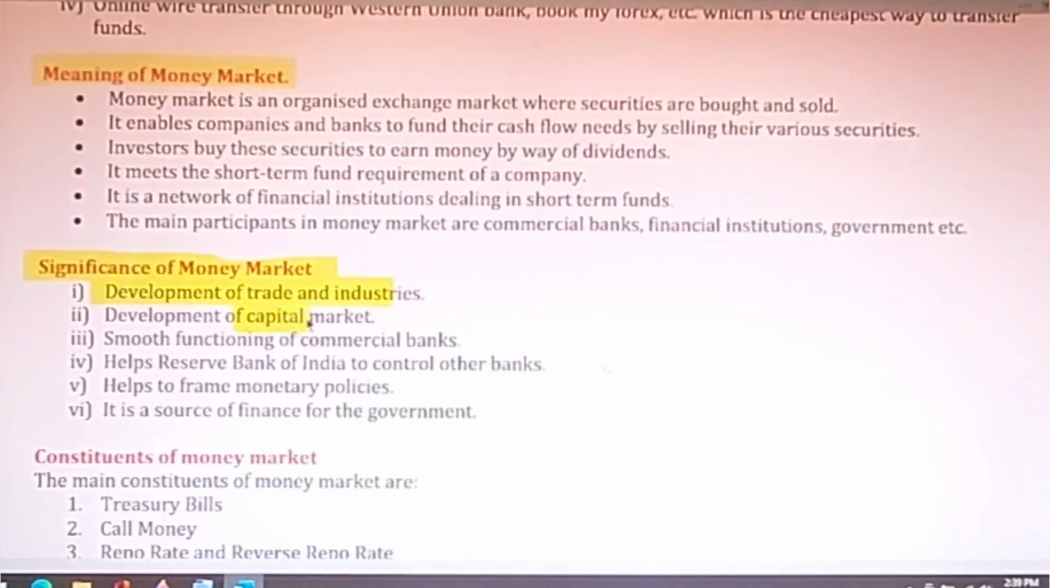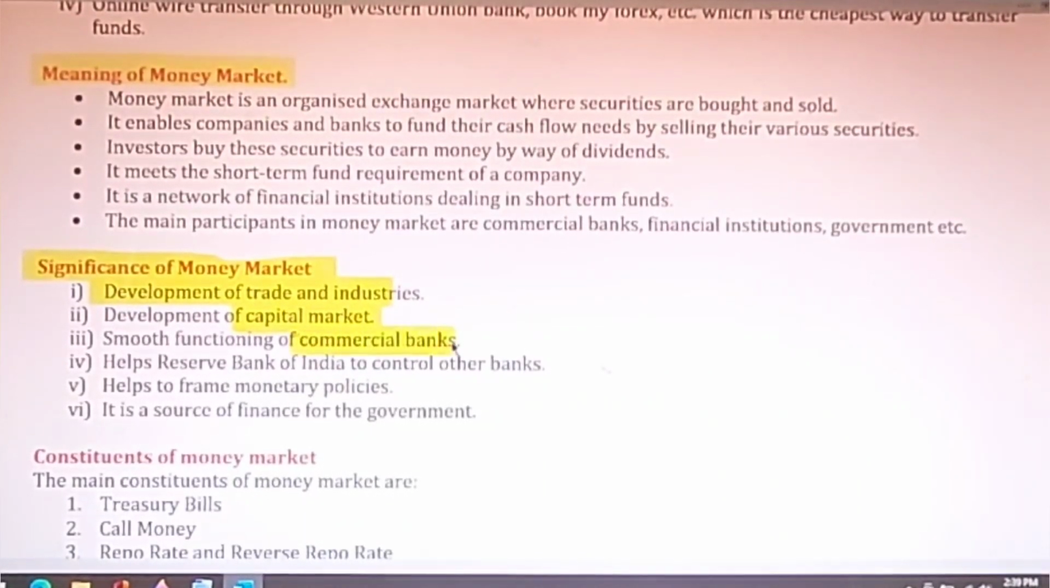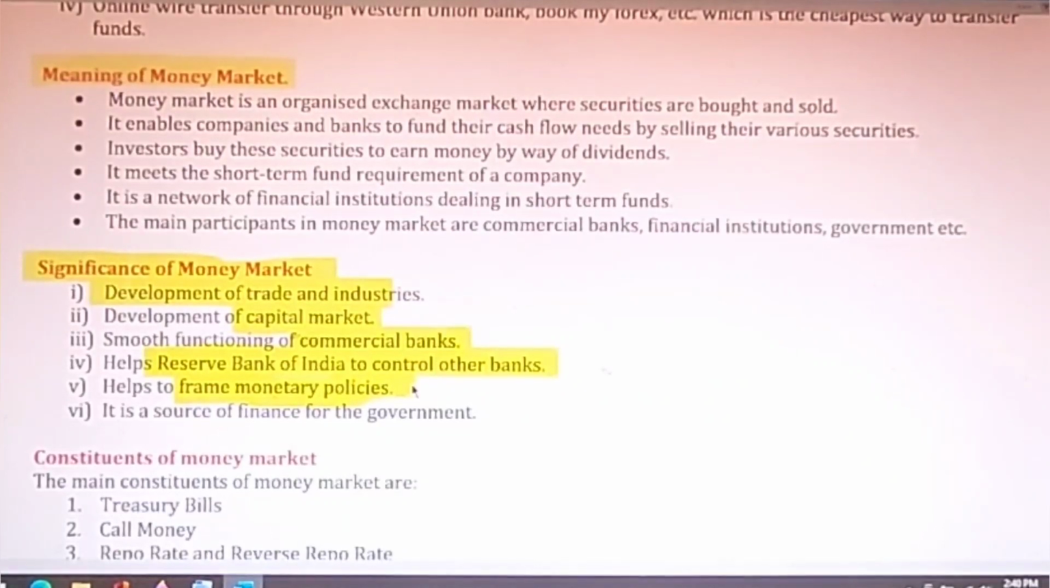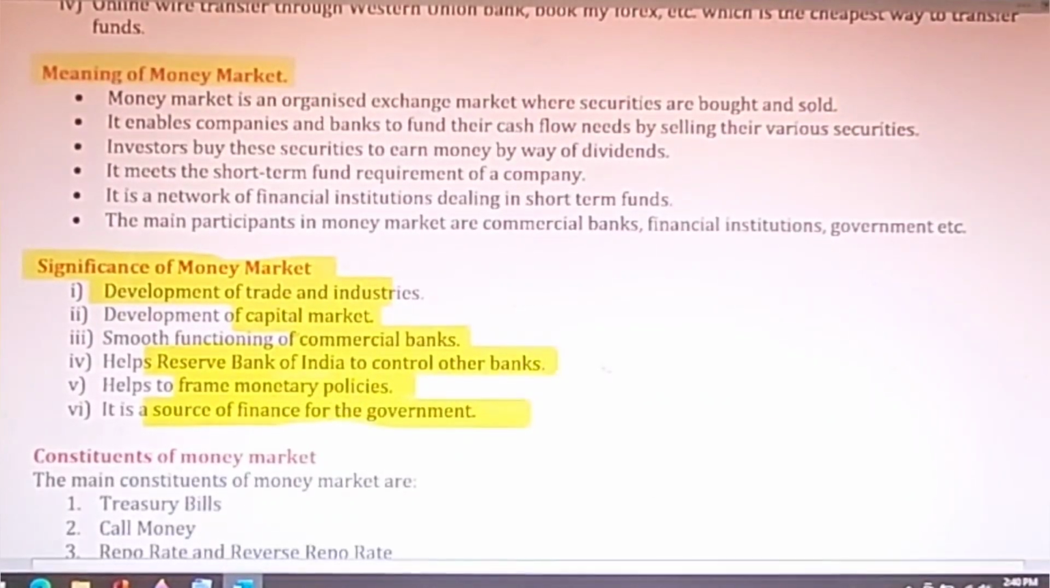It helps to develop the capital market, then smooth functioning of the commercial banks, and you know it helps the RBI to control other commercial banks in the country, and it also helps to frame monetary policies for the country, and it also acts as a source of finance for the government.